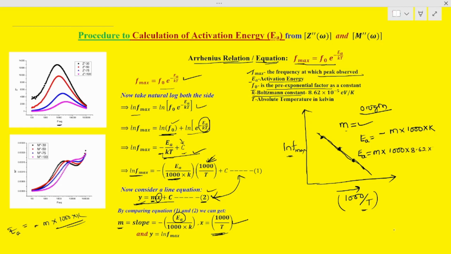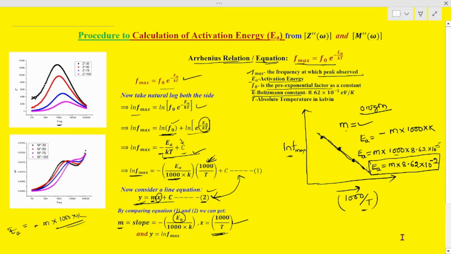8.62 times 10 to the power minus 5, and this will be in the unit electron volt. So this value is how much? Slope times 8.62 times 10 to the power minus 5, times 10 to the power 3, so 10 to the power minus 2. So this will be the required slope that we can find by doing this much work. Okay.